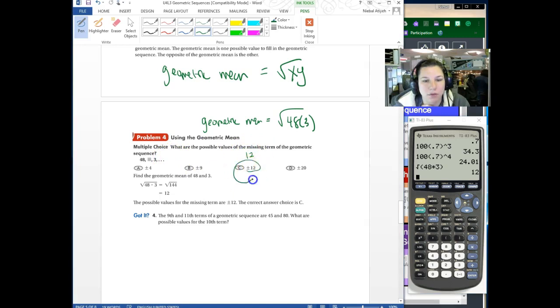And then we have to include the positive and the negative because either one will work. If you do 48 and then positive 12 and 3, it'll have the same common ratio. And then if you also did 48, negative 12 and 3, it's going to give you the same common ratio.